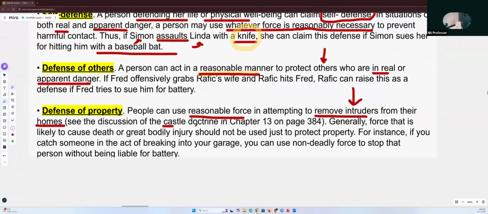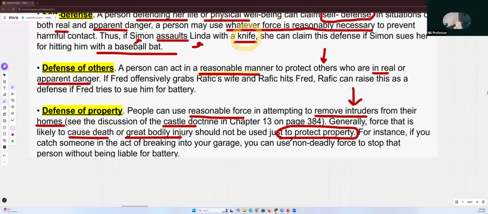We'll talk about this in the castle doctrine in chapter 13 when we get there. Generally, force that is likely to cause death or great bodily injury should not be used just to protect property. We never, ever advocate excessive force or deadly force when protecting property. Okay? So generally, if it's likely to cause death or great bodily injury, it should not be used to protect property. Okay, that's the castle doctrine. We'll get more into that. But remember, defense of property, you can use reasonable force in attempting to remove those intruders that are entering or from their home.